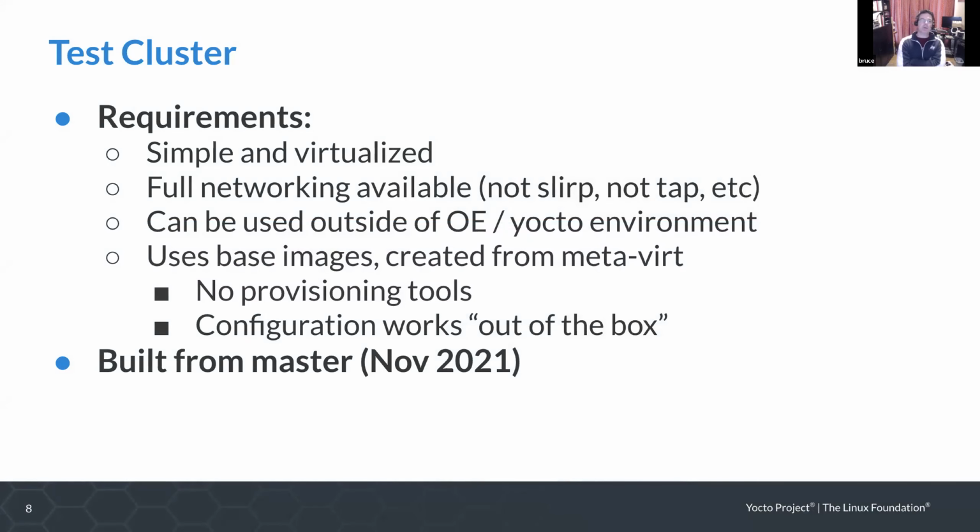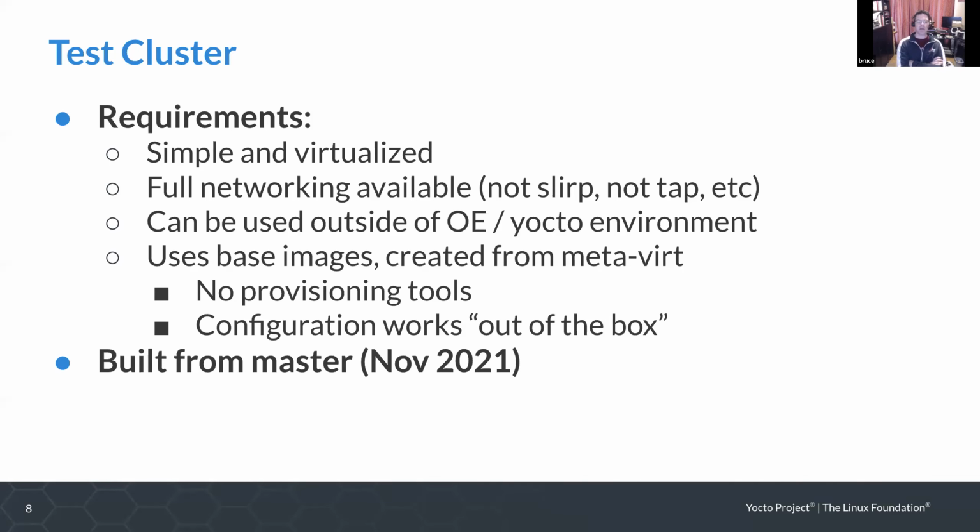All right, so this is, again, a very simple test cluster. I just wanted to talk about what I did to set it up. My requirements are it has to be simple and it has to be virtualized, because I didn't want to mess around with any bare metal, any little boards, any access and serial and everything. And it needs to have full networking available, not slirp, not tap. It needs to be able to show up on my test network as a machine like any of my other build hosts.